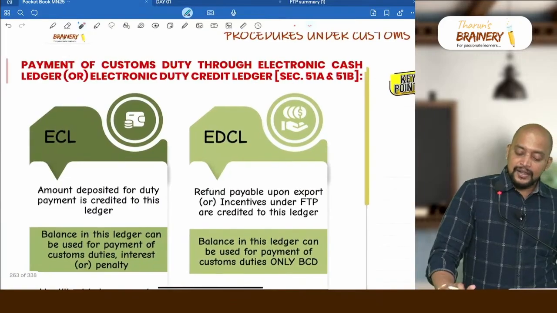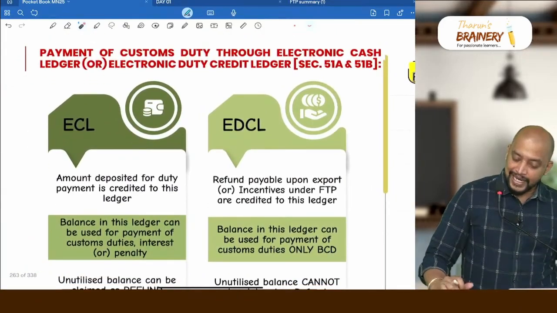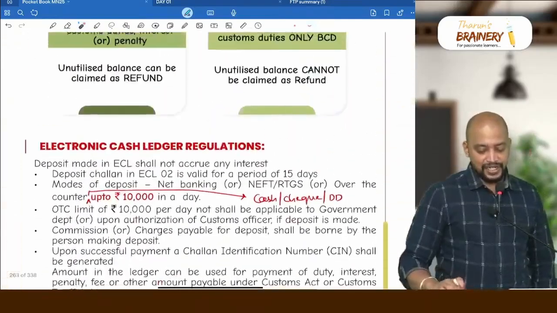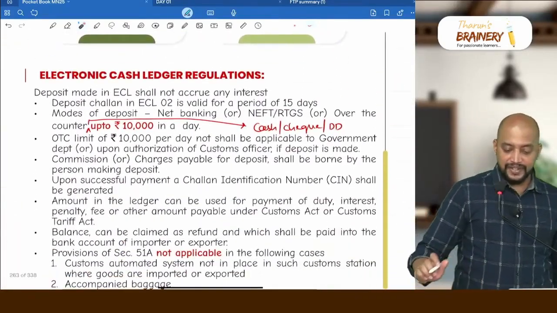Then we have the electronic cash ledger, credit ledger regulations and import of goods at concessional rate of duty. This we will see after a break. Okay.